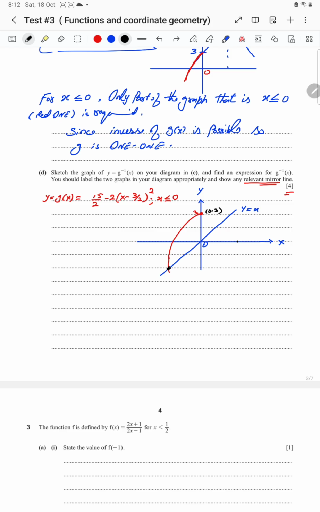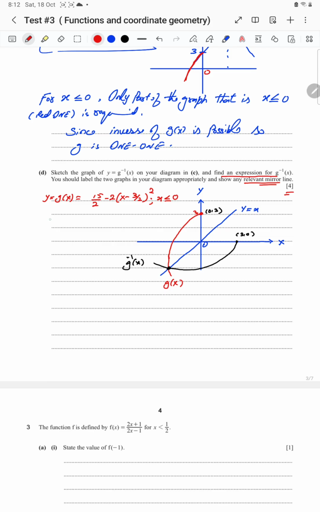Here I can say this is 3, 0, and this will be g inverse of x when this red one is g of x, and this blue one is the mirror line that defines. Now the only thing we need to do is find the expression, as given. Find an expression for g inverse of x, that carries its marks.